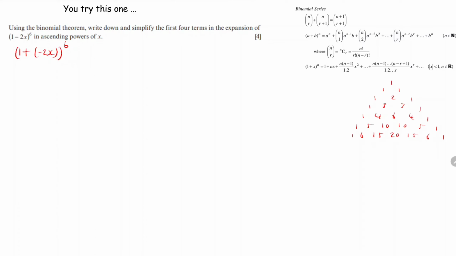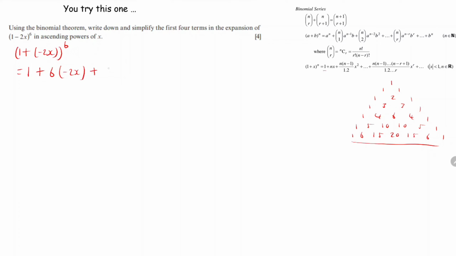So hopefully you've had a chance to try that question. I'm going to use Pascal's triangle using the row for the power of 6. So power of 2, to the power of 3, to the power of 4, to the power of 5, to the power of 6. That gives me the following set of coefficients to use. So my first term is going to be 1 to the power of 6, which is just equal to 1. My second term is going to be my coefficient, which is 6, times by minus 2x, which is my x term.